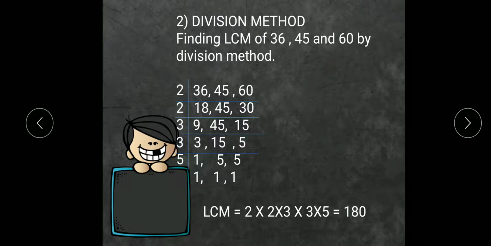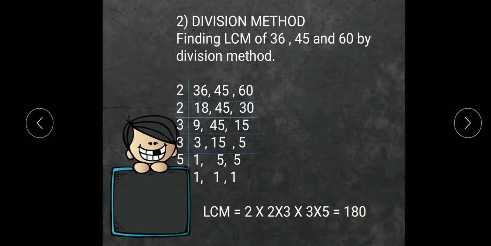Now the division method. In this method we divide all the three given numbers by prime numbers. On dividing all the three numbers simultaneously, we get the LCM as 180. We multiply all the prime factors found, and we get the LCM.